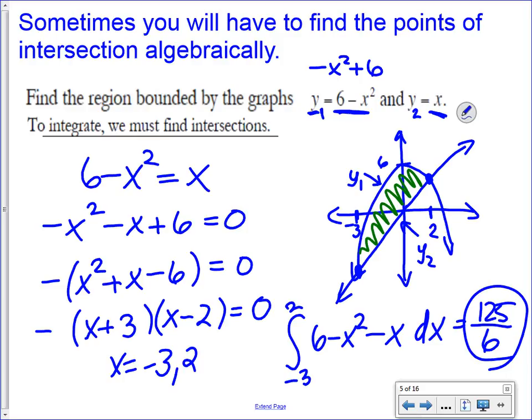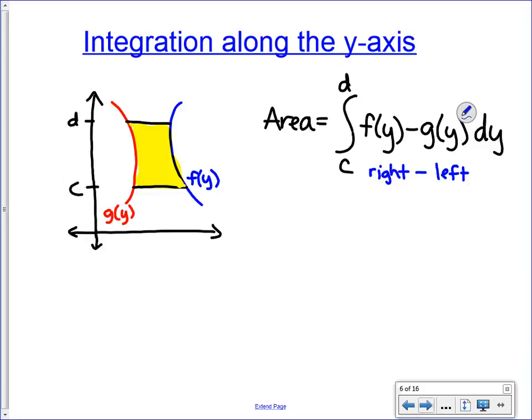All right. Now, sometimes instead of integrating along the x-axis, we might need to integrate along the y-axis. So here's an example. This time, whenever you're integrating along the y-axis, your limits of integration are along the y-axis. So here we'd be integrating from c to d. And in this case, instead of upper minus lower, you want to think of it as right minus left.